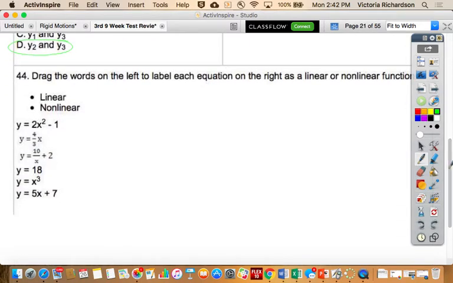Drag the words on the left to label each equation on the right as linear or nonlinear. So I'm just going to write them in. So this is nonlinear because of the x squared. This is going to be linear. This is going to be nonlinear because x is in the denominator.